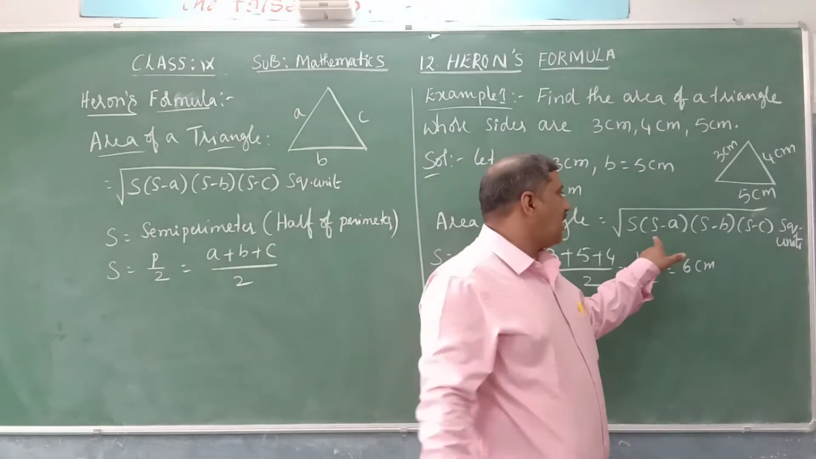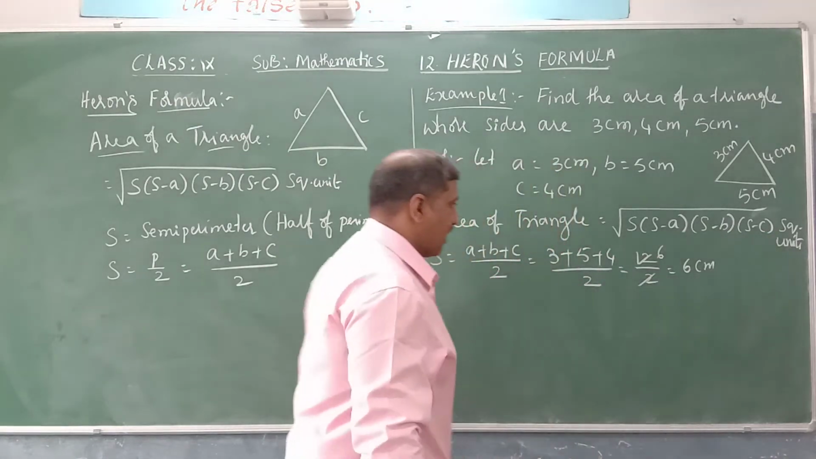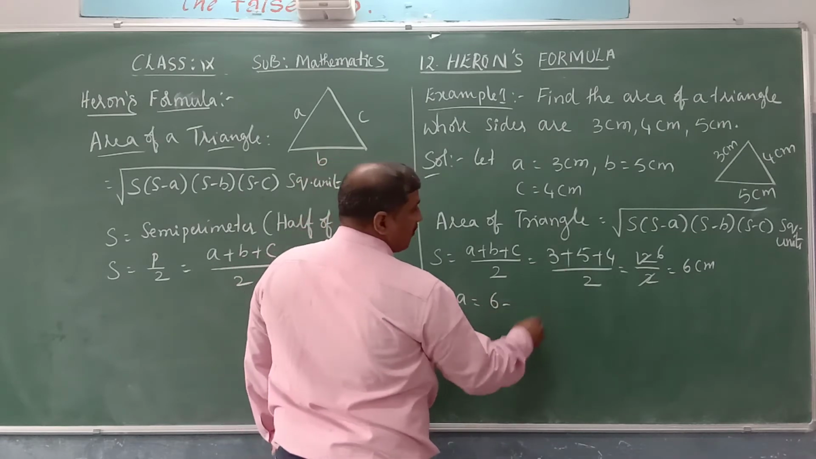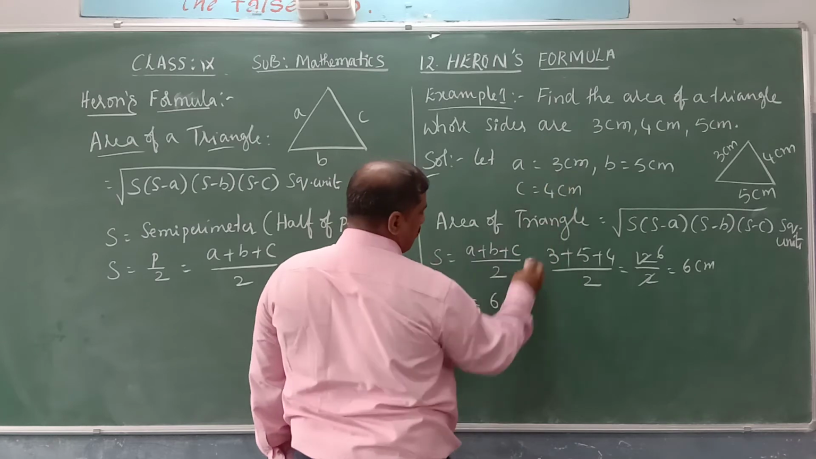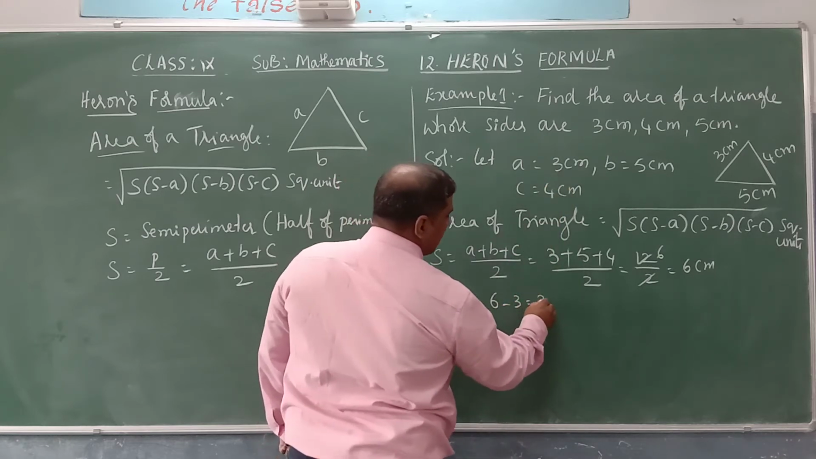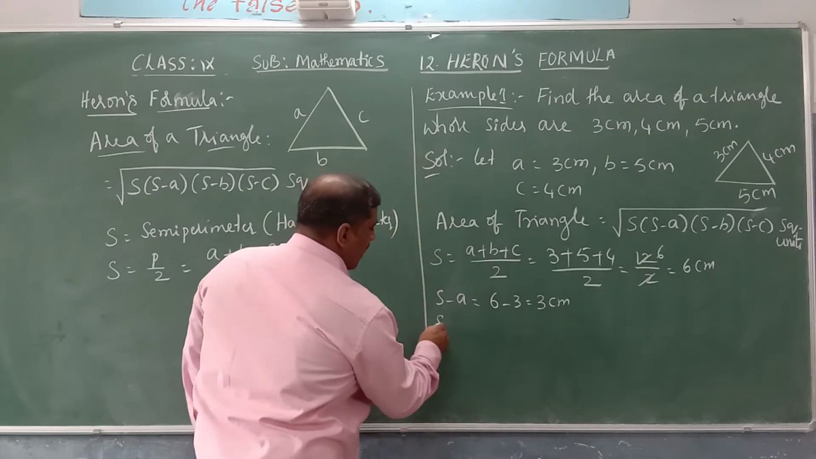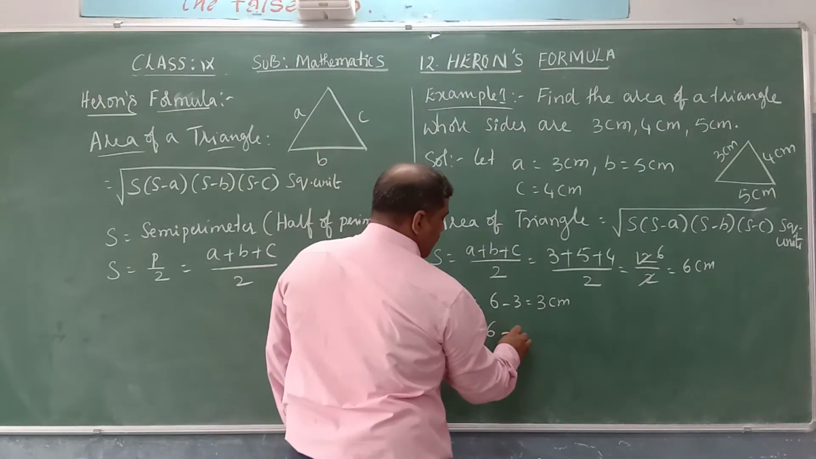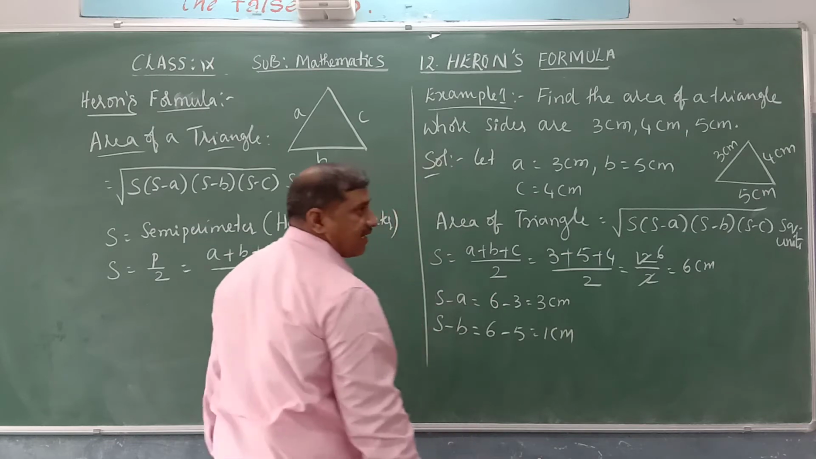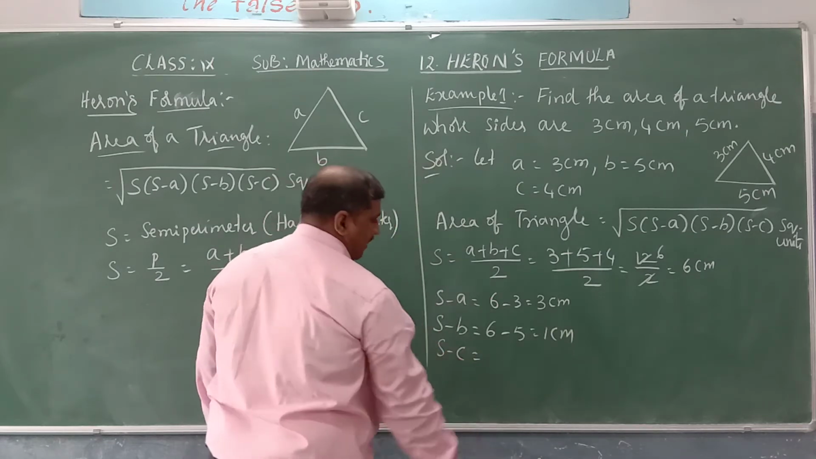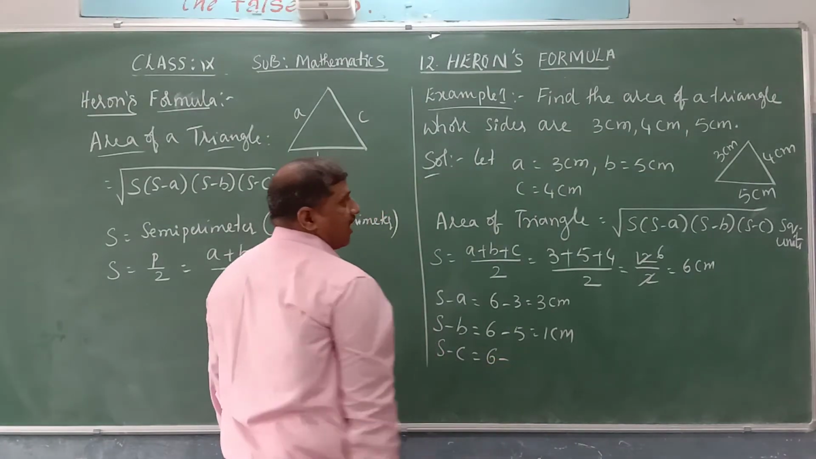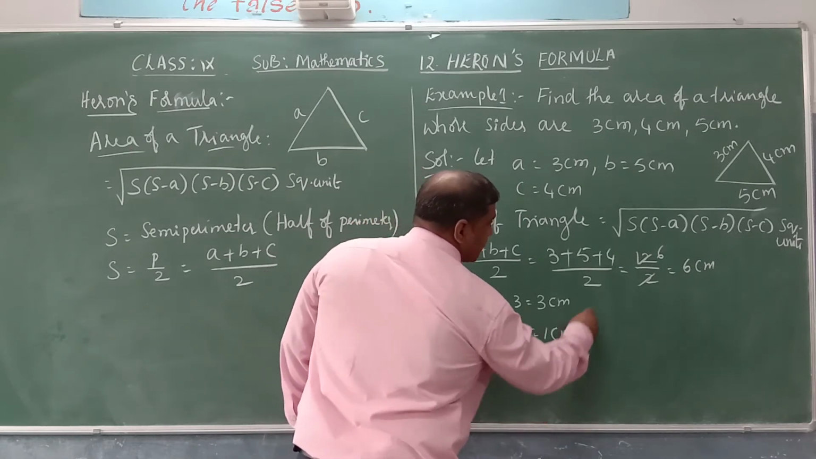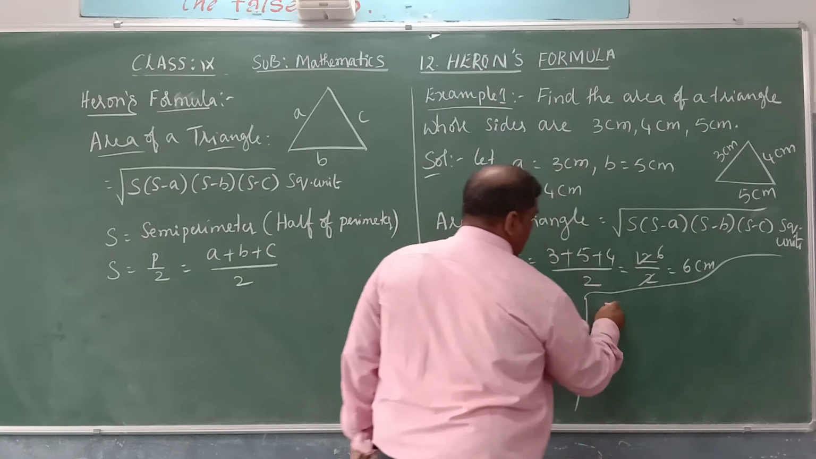Now you find individually S minus a, S minus b and S minus c. S minus a: S is 6 and a is 3 centimeters, so 6 minus 3 is 3 centimeters. S minus b: S is 6 and b is 5, so 6 minus 5 is 1 centimeter. Similarly, find S minus c. S is 6 centimeters and c is 4, therefore it is 6 minus 4, which is 2 centimeters. Now you substitute these values in this formula.